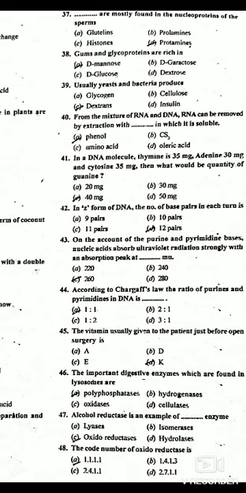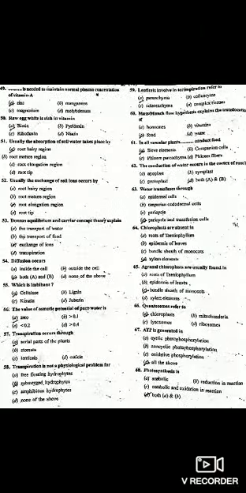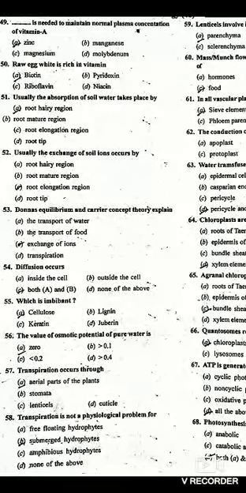46, the important digestive enzymes which are found in the lysosomes are polyphosphatase, option A. 47, alcohol reductase is an example of dash enzymes, oxidoreductase, option C. 48, the code number of oxidoreductase is option A, 1.1.1.1. 49 question, dash is needed to maintain the normal plasma concentration of vitamin A, option A, zinc. 50, raw egg white is rich in vitamin, option A, biotin.